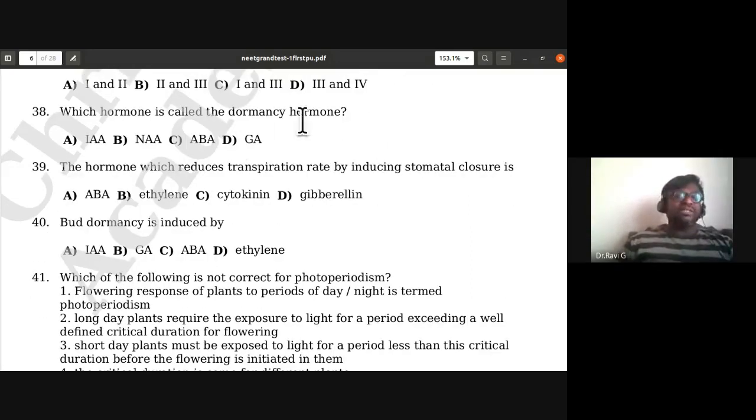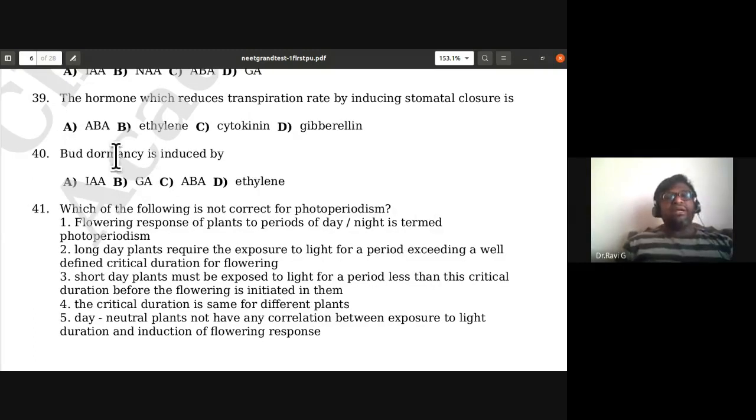Which hormone is called the dormancy hormone? Is it IAA, indole acetic acid, naphthalene acetic acid, abscisic acid, or gibberellic acid? So 38, the answer is abscisic acid. C is the answer. The hormone which reduces transpiration rate by inducing stomatal closure is ABA, that is abscisic acid. See, cytokinin helps in opening of stomata. Closure of stomata is brought about by abscisic acid. So 39th, A is the answer, abscisic acid. So bud dormancy is induced by, 40th, again it is abscisic acid.